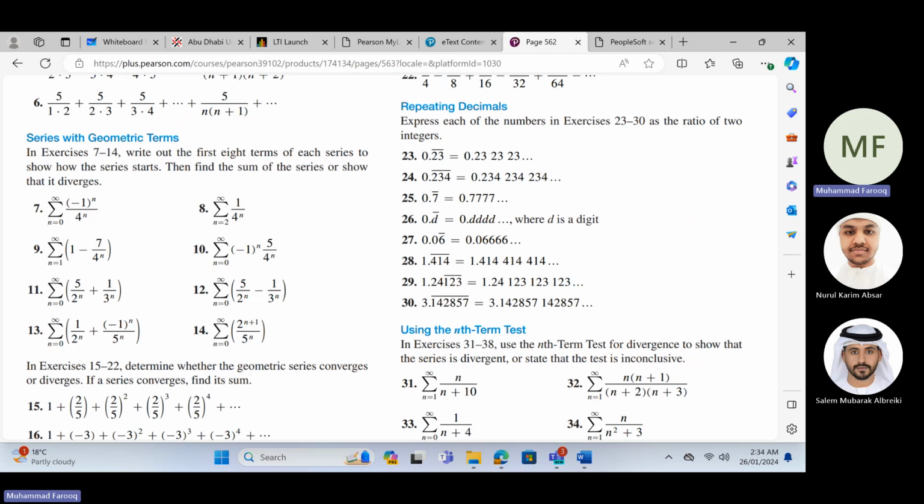No need for this 26. D is just a number, so no need for that. Let's put a general number. Others we can try, don't worry. It's the same as before.